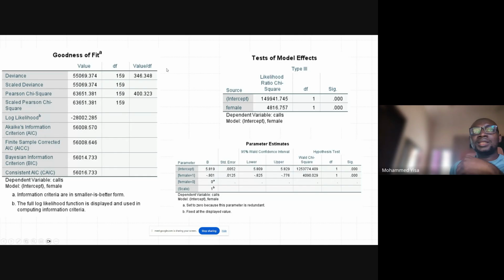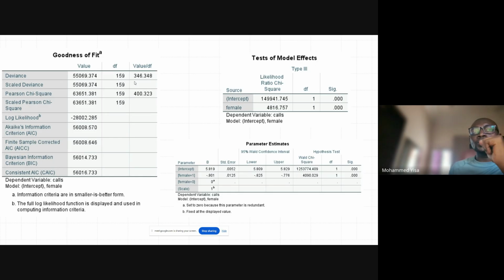So we test this using this goodness of fit table. We look at the Pearson chi-square and deviance lines. And on this column that says value divided by degrees of freedom, we would like the value to lie between, let's say, 0.9 to 1.1. So as close to 1 as possible. The closer it is to 1, the better your model actually satisfies that assumption.